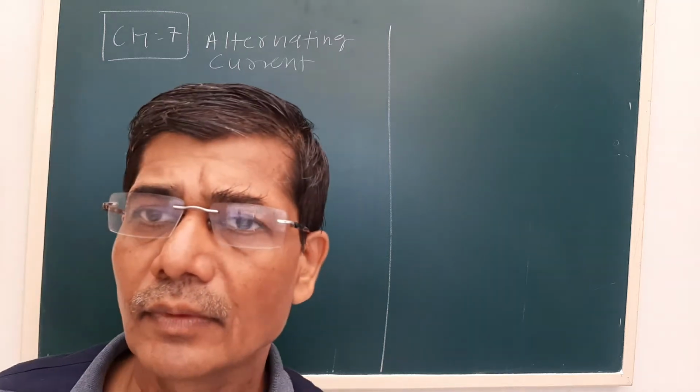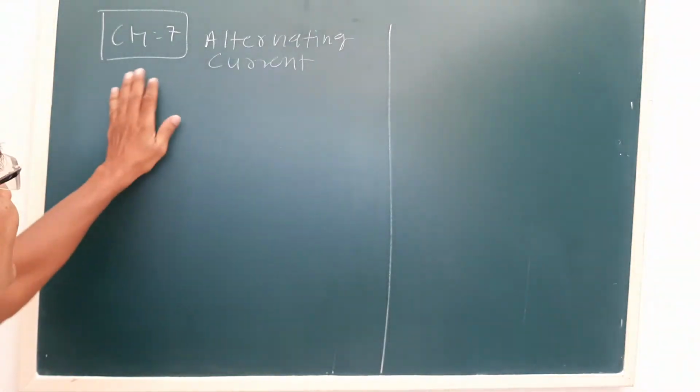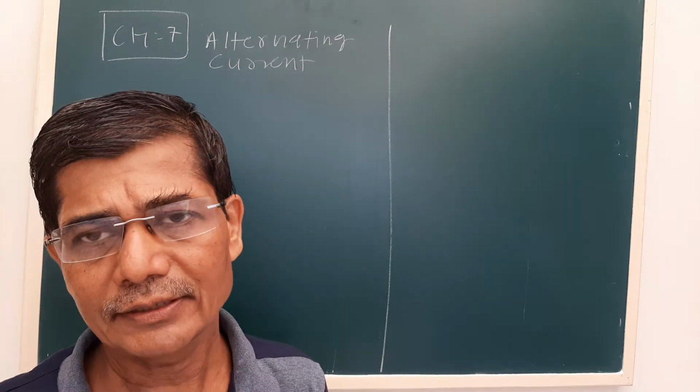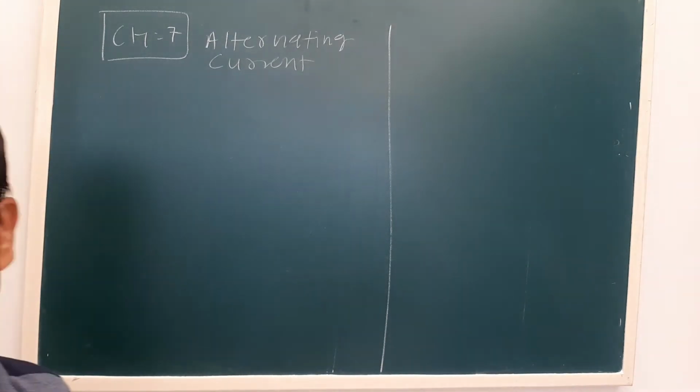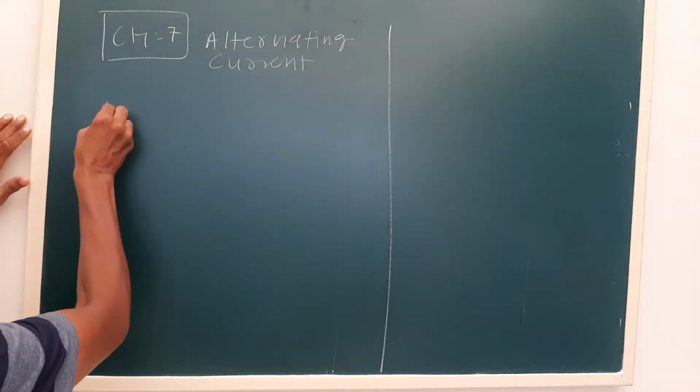Dear students, last time we completed the exercise numericals of lesson number 7, that is alternating current. Now today in the concluding part of the lesson we will take some MCQs. That will help you for practice. Now see the first MCQ.